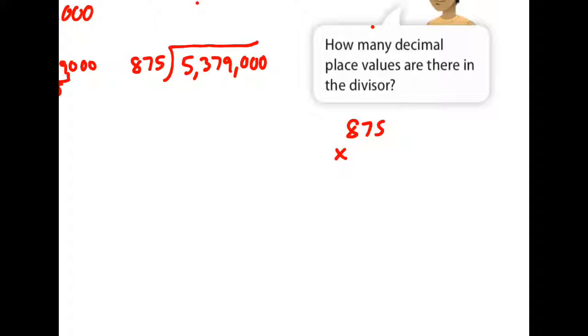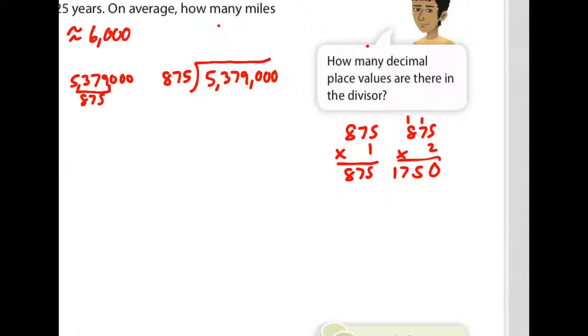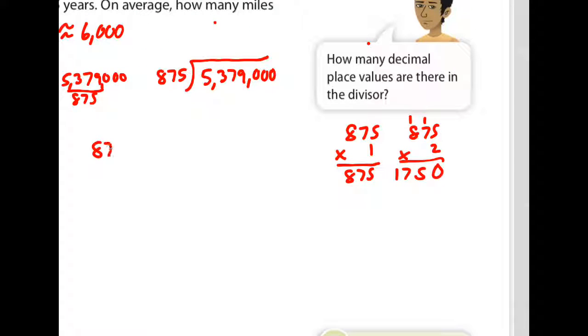Let's just do, instead of adding, I'm going to multiply. 875 times 1 is 875. 875 times 2, that's 10, 5 is 1750. You know what? I do think I'd rather add. This isn't any fun. So let me start my list over here. I have 875, 1750. I'm just going to keep adding 875.